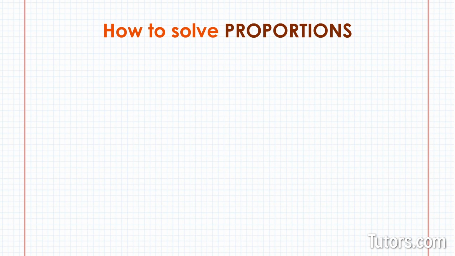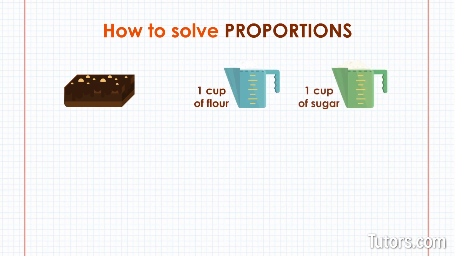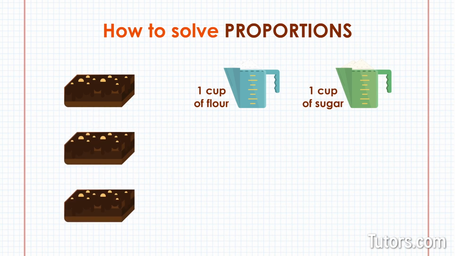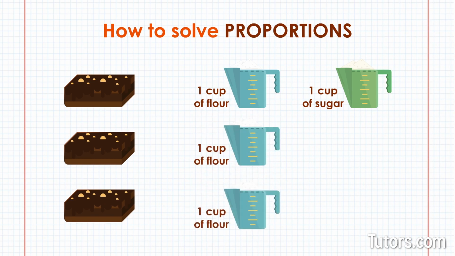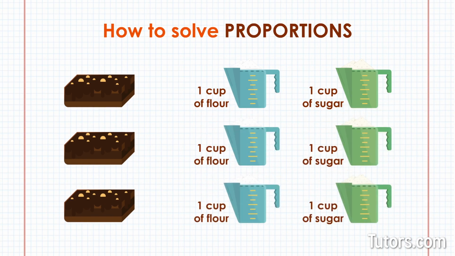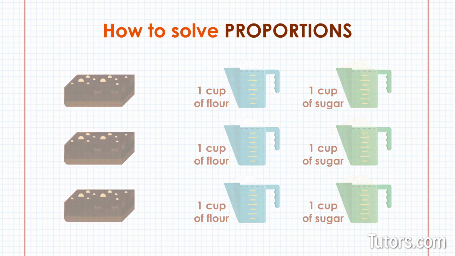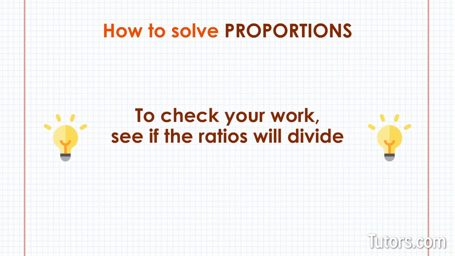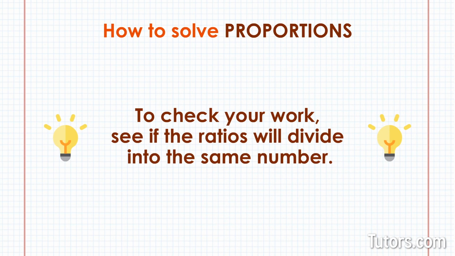For example, if I was making brownies, I would use a ratio of 1 cup of flour to 1 cup of sugar, which is a ratio of 1 to 1. If I wanted to triple the amount of brownies and keep the same recipe, I would multiply each number in the ratio by 3. This would bring our ratio to 3 to 3 and means I would need 3 cups of flour and 3 cups of sugar to make triple the amount of brownies. To check your work, see if the ratios will divide into the same number. If they divide, then they are proportional.